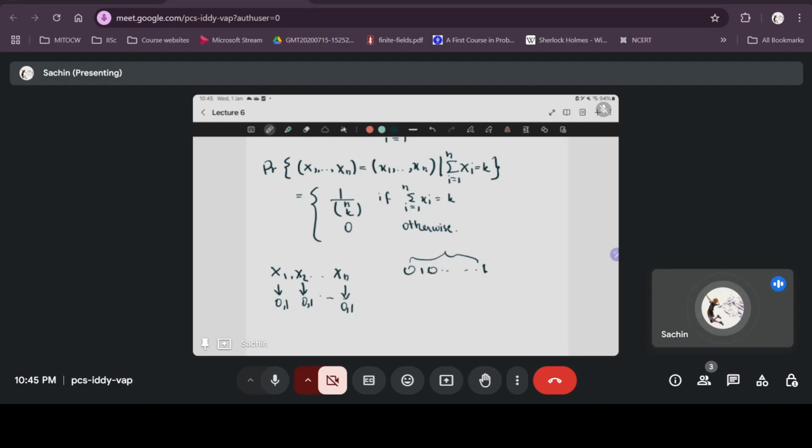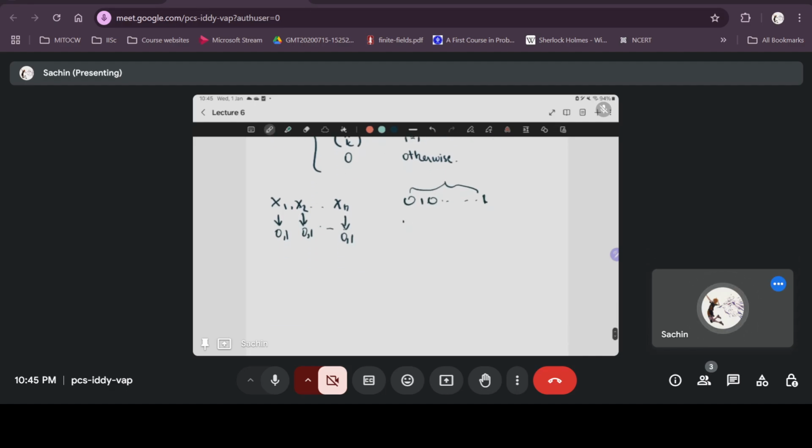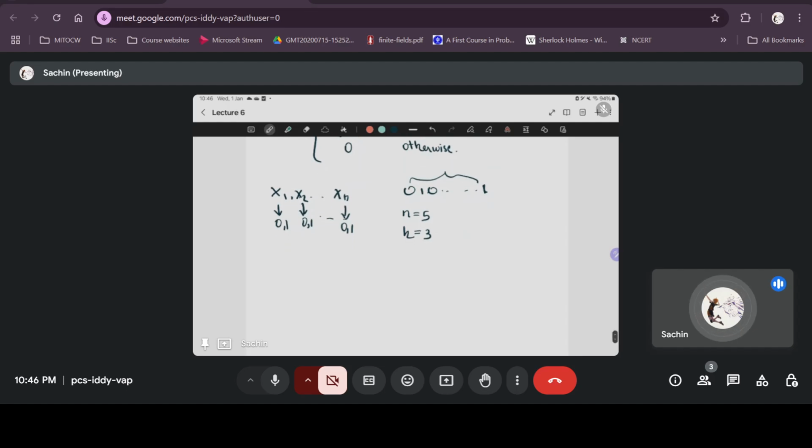Okay, take any one sequence. Let's do it with one example. Let's say there are 5 coin tosses, and I say that k is equal to 3, that is 3 of the coin tosses gave you a 1. So one possibility for this is 11100, right? You agree, right?